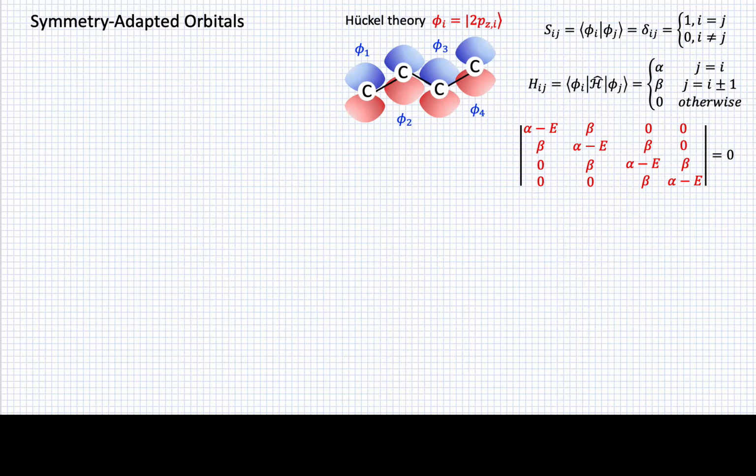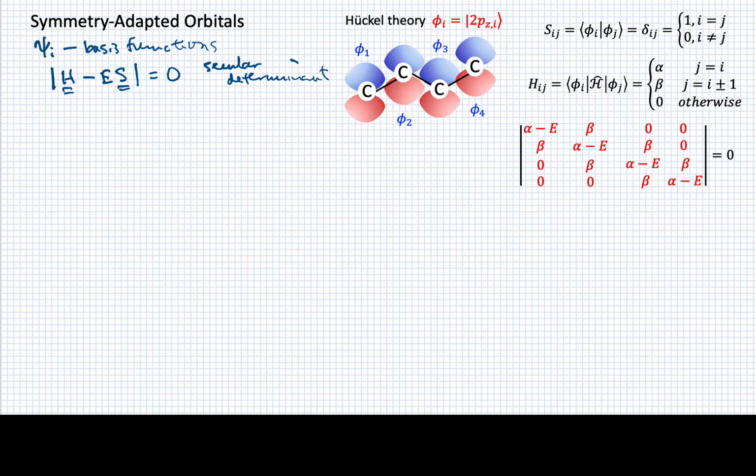Remember that whenever we have some set of functions, and I'll just call them psi sub i, that are basically basis functions for evaluating a quantum mechanical system, this results in a secular equation that looks something like this, where we've got a Hamiltonian matrix minus E times an overlap matrix, and this secular determinant must be set equal to 0 and solved for the energy levels for the system.